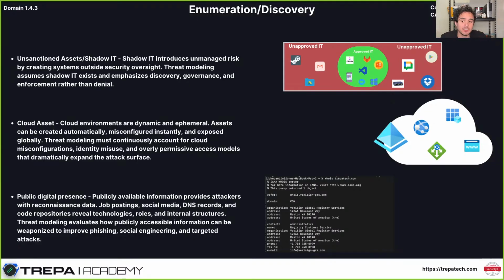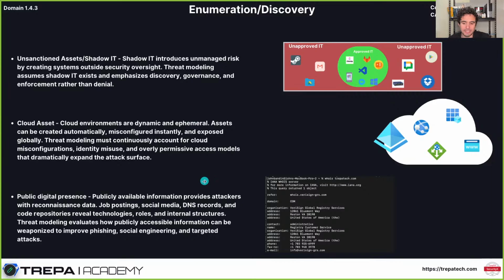That's what it is. Cloud environments are dynamic and ephemeral, meaning assets can be created automatically, misconfigured instantly, and exposed globally, which I know a little bit about. That's happened to me. Contrast this with on-prem, where I have a server, I own that server, I do the power, I do the lifecycle maintenance for it. But in the cloud, with a single Terraform script, I can generate 4 new VMs, new containers, new storage accounts, and immediately expose them, right? So with cloud assets, we actually want to be a little bit more careful with our protection and our IAM than we would be with our on-prem.